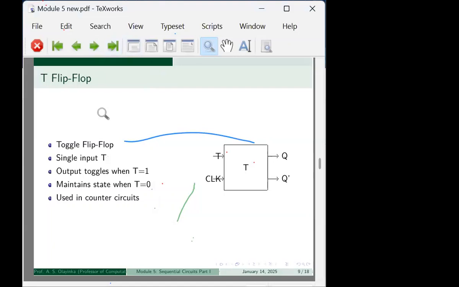Then the next one is the T flip-flop. This one is called the toggle flip-flop, as the name says, toggle. It has a single input with the clock signal coming in. If T is equal to 1, the output will toggle. And if the T that goes in is 0, the output stays the same. These are usually applied in counter circuits.